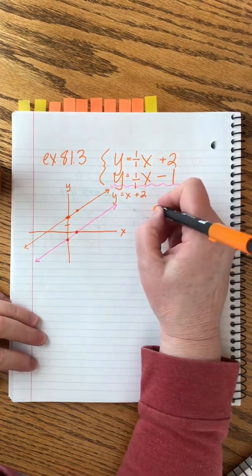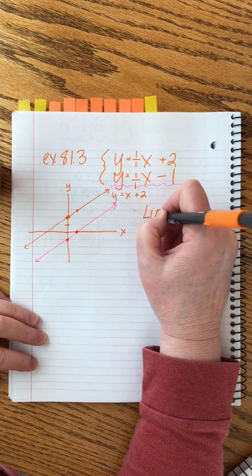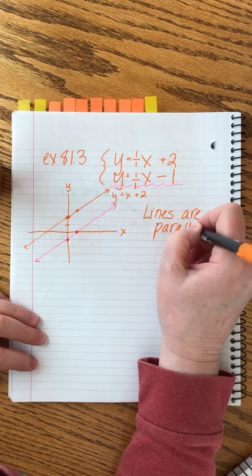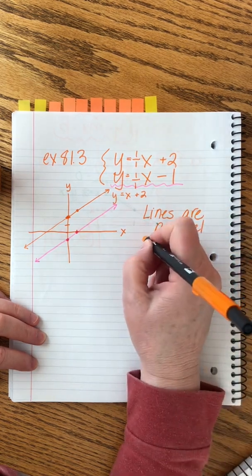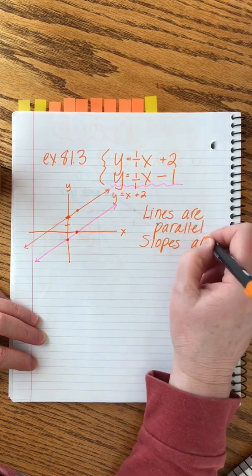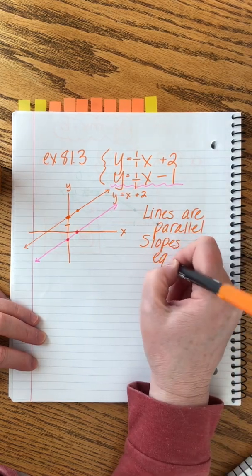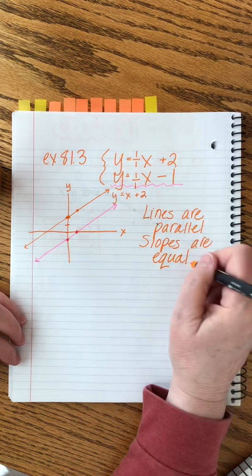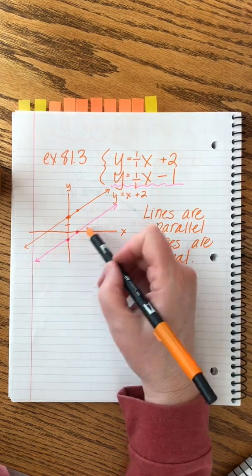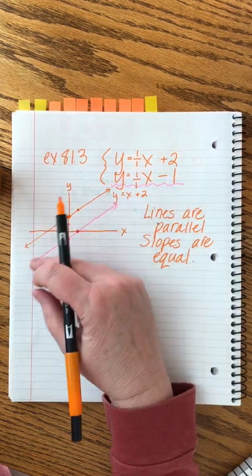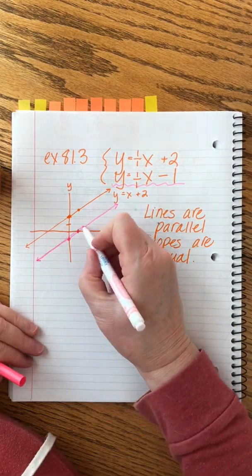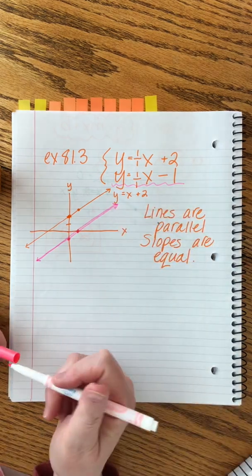So let's make some notes about this. The lines are parallel, not coincidentally. The slopes are equal. Whenever you have equal slopes, you will have parallel lines. Think about it. The fact that these slopes are the same means that they're running at the exact same angle. This pink one's a little crooked. It bothers me. Right? Those two are exactly equal.